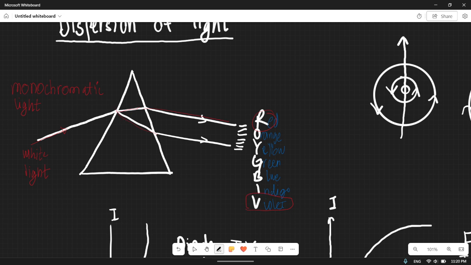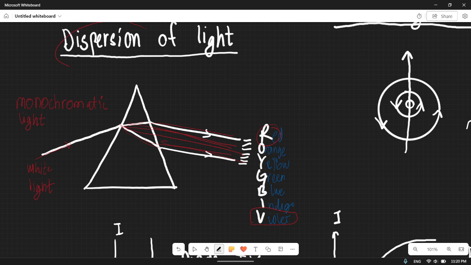Okay, so these refract. I haven't actually drawn the middle ones, but they would have probably looked something like this, right? So that's dispersion of light. Note that there's a difference between diffraction, which is not the same as this.